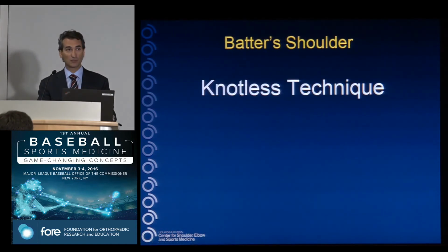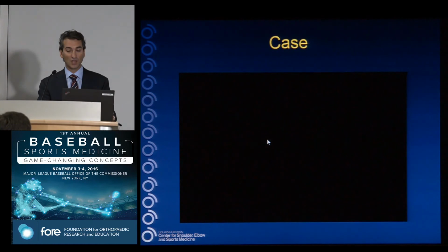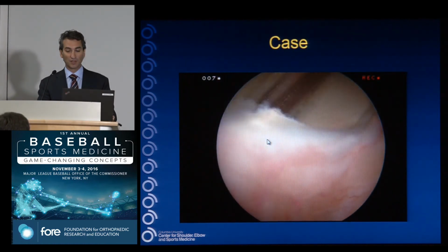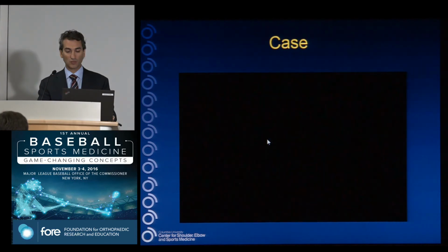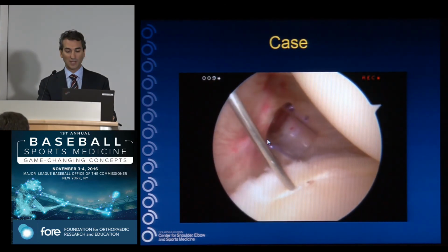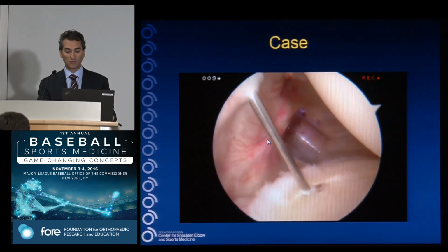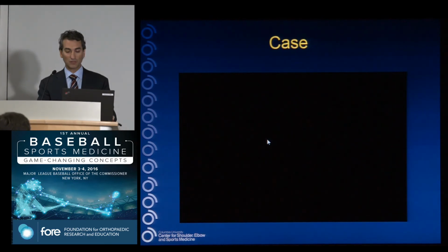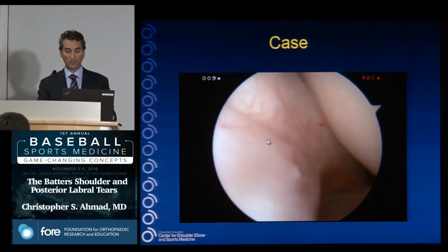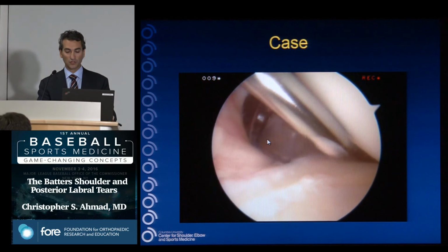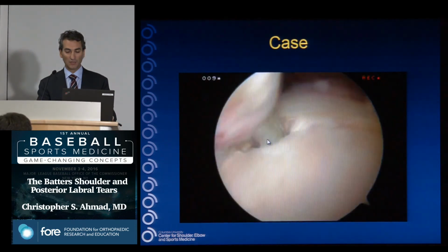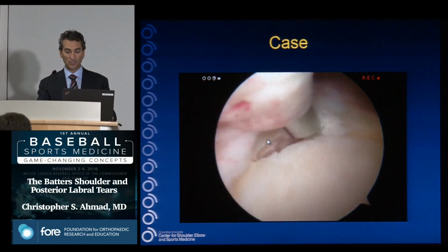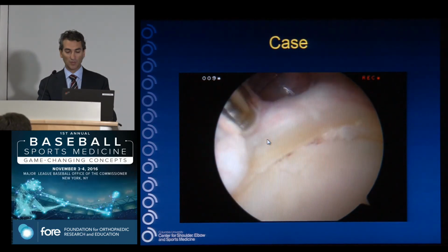So our technique has evolved for fixing these, where now we prefer to avoid knots. So we have constructs and techniques where we can place anchors and place sutures without having to use knots. We always stimulate healing. I'm showing a little strategy to get a shaver inside to stimulate the bone in order to get it to heal. So we're shaving it and irritating it right at the repair site.